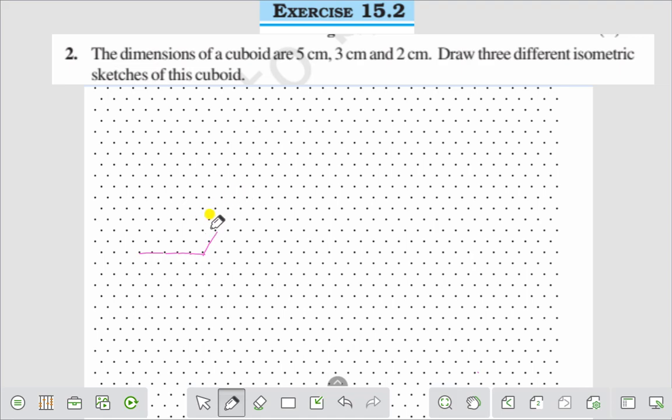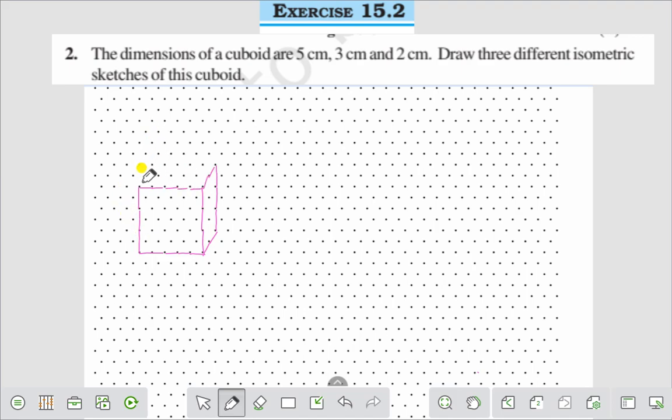And height is 3 unit, that is 1, 2, 3, right? In the same way, you take 2 unit breadth, 1, 2, right? And join this one, that is 1, 2, 3, right? Here also you take 3 unit height, 1, 2, 3, right? And here you take 5 units, that is 1, 2, 3, 4, 5.